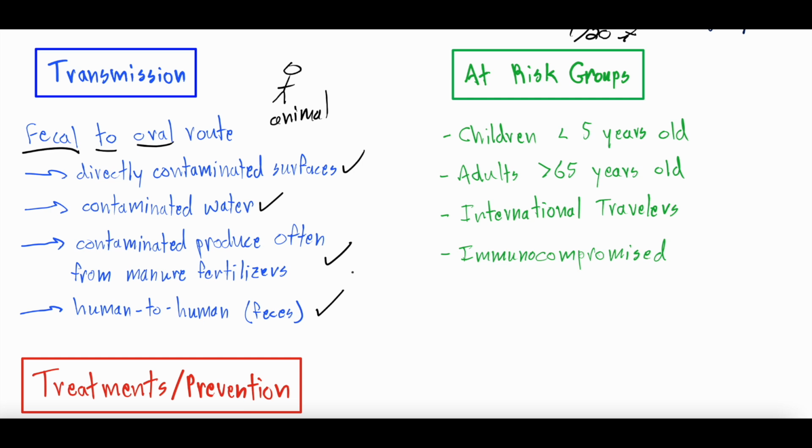coli, I have a bowel movement, I don't wash my hands, I shake someone's hand down the road, they then don't wash their hands before they eat dinner, and they eat dinner and consume the E. coli that I accidentally put on their hands, right? So human to human transmission.